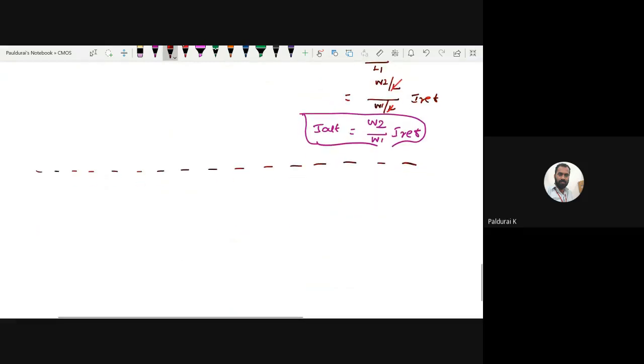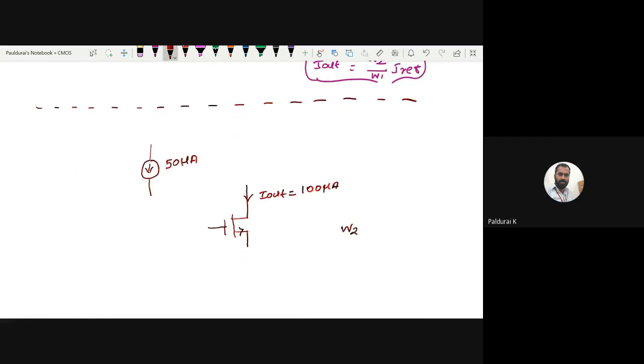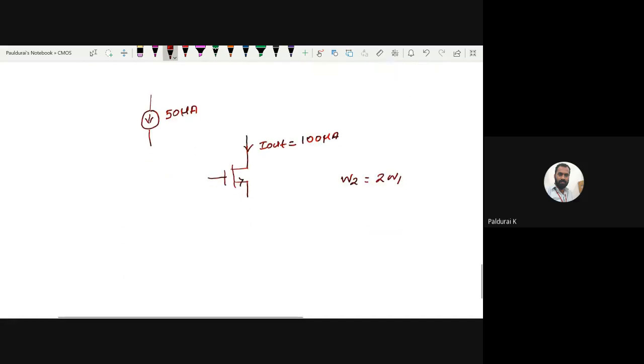I have given some golden current source. Here I had 50 microampere. I want to copy it here. First time, I out should be 100 microampere. So you know what you want to do. What is the condition? Width of 2 is 2 times width of 1. Second example, this time I want my I out to be 25 microampere. At that time my width of 2 equals half of the times width of 1.